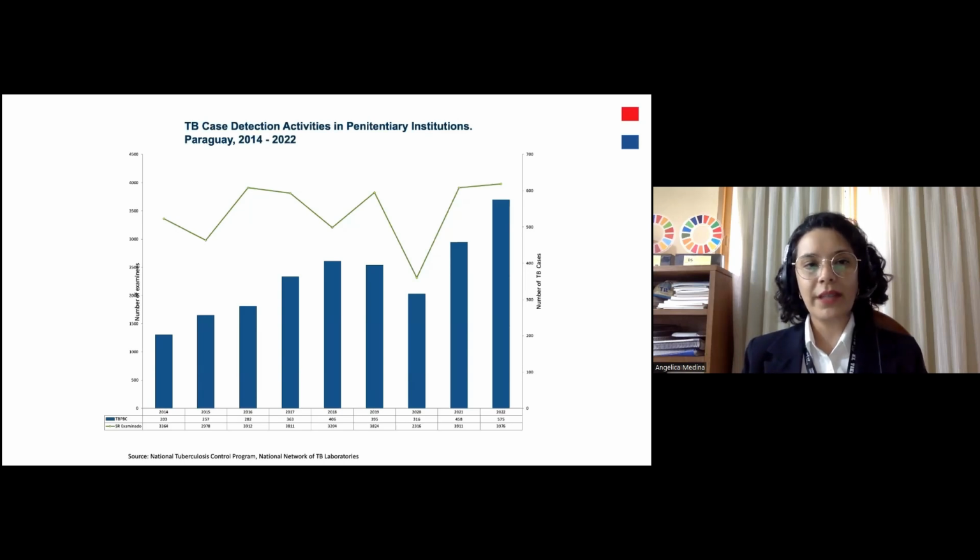Here we can also see, according to the case detection activities in prisons, how the number of TB increases. And also our activities of looking for respiratory symptoms, you can see that this number increases. Next slide, please.